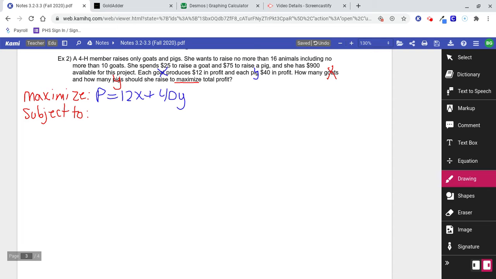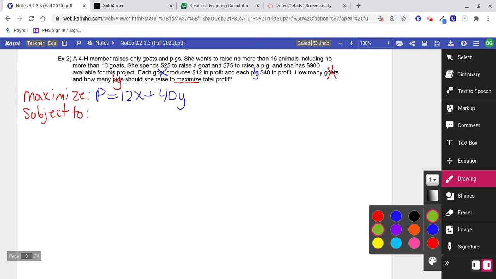So she wants to raise, you go back and read it again. She wants to raise no more than 16 animals. That sounds like a total to me. No more than 16 tells me something is going to be less than or equal 16, but it's animals. So that means goats and pigs. No more than 16 goats and pigs. So that should tell you that the number of goats plus the number of pigs is less than or equal 16. That equation happens all the time. X plus Y is less than or equal something.